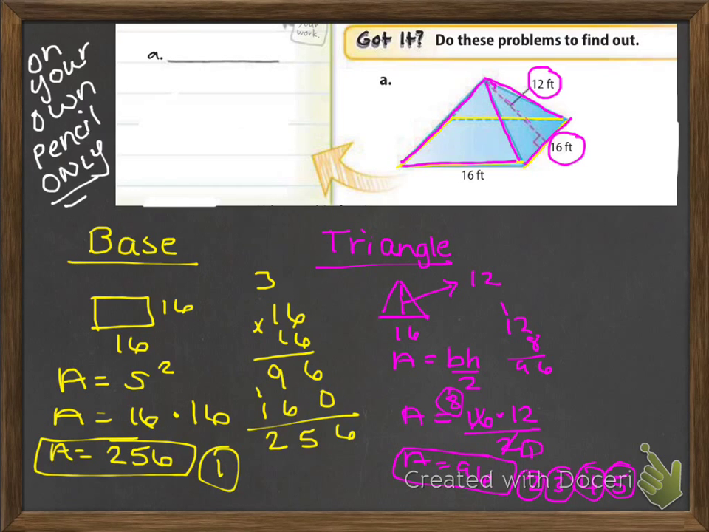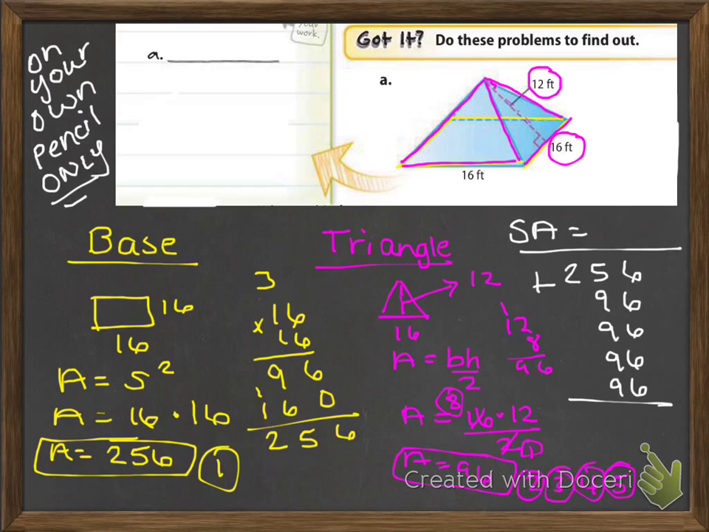So now we want to add those up to find the surface area. So off to the side, you can see where I've added 256 plus 96 plus 96 plus 96 plus 96. Now, once you get good at this, you can also go ahead and multiply 96 times 4 and just add that to 256. That will be fine. So as you can see, you get 640 for a surface area.